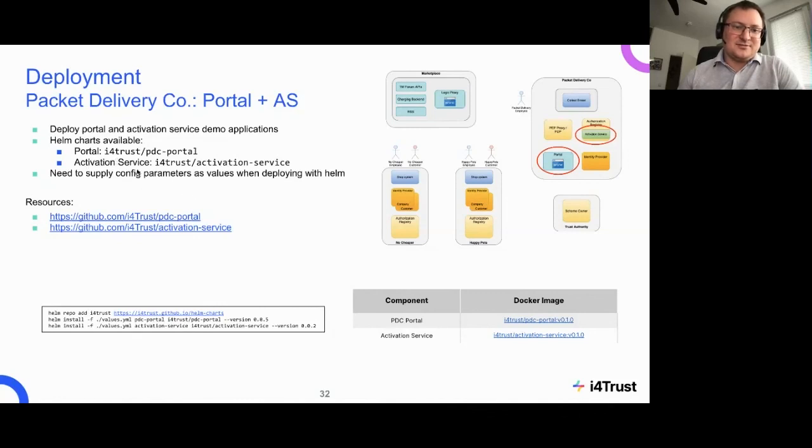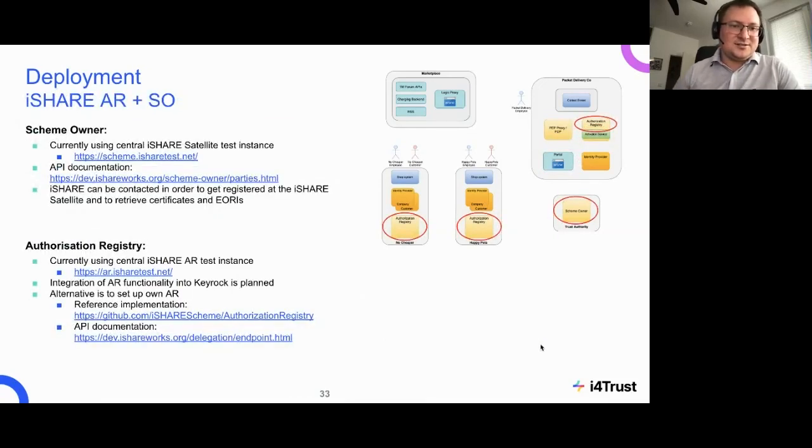And for these two components, there are also Helm charts provided under the I4Trust organization, and I also put the GitHub links in the I4Trust organization with the implementation of these components. And this is how you would add the I4Trust Helm charts repository and how to deploy these different components. And there are also Docker images provided for these components.